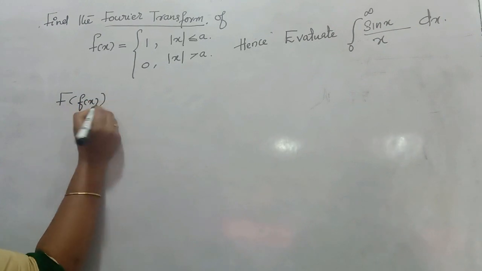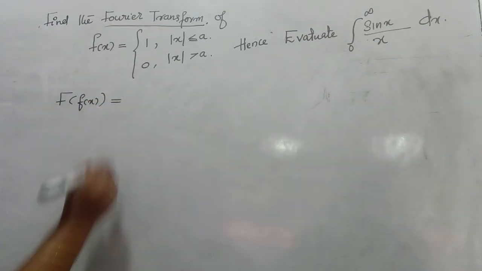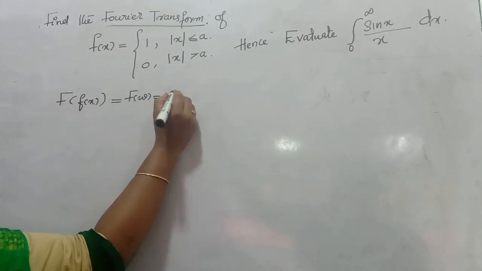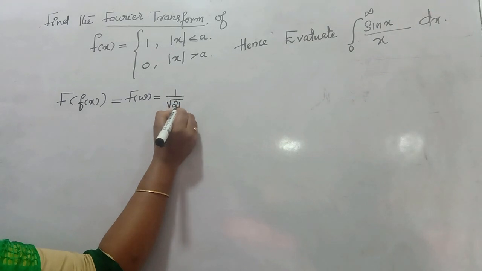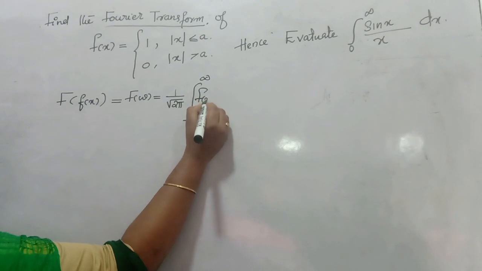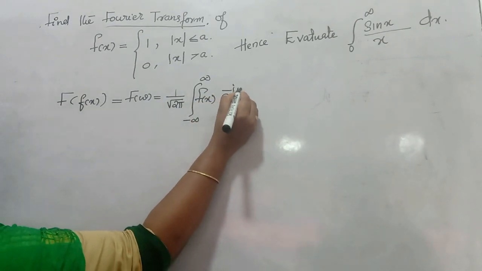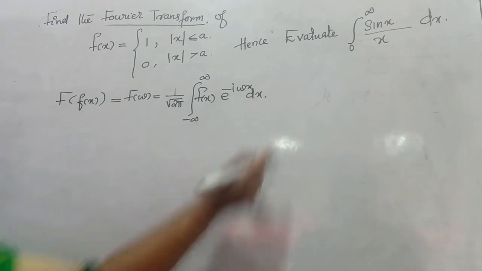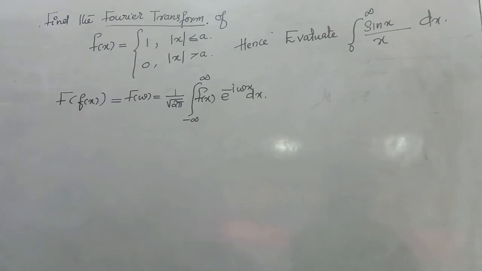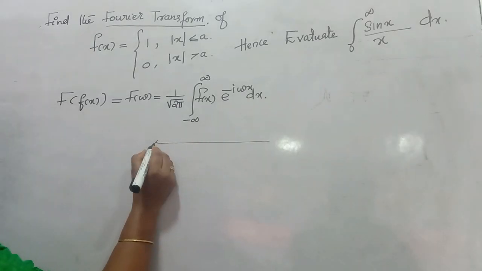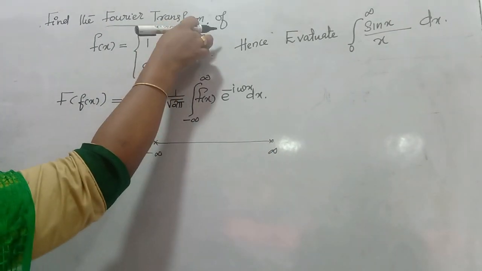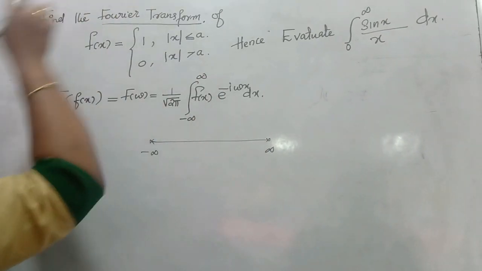The solution starts with the Fourier transform of f of x, and the notation is F of omega. We know that the Fourier transform of f of x is 1 by root 2 pi integral from minus infinity to infinity f of x e raised to minus i omega x dx, right? And here the integration is taken along the interval from minus infinity to plus infinity, but the function is defined in the interval mod x less than or equal to a.